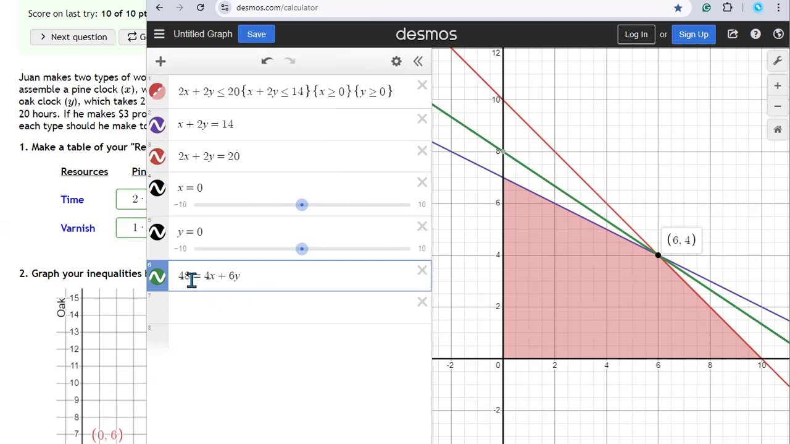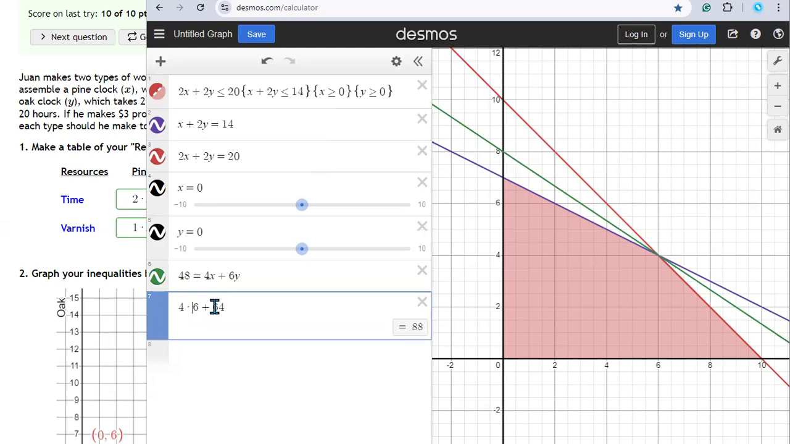So let's just verify the profit is in fact 48. I'm going to copy the right side of my profit function here. And then I'm going to plug in the values for X and Y at this point. We're making 6 pine clocks, so X equals 6, and 4 oak clocks, so Y equals 4. So we're going to replace that with 4. I'm going to replace this with 6. We just verified the profit is 48.